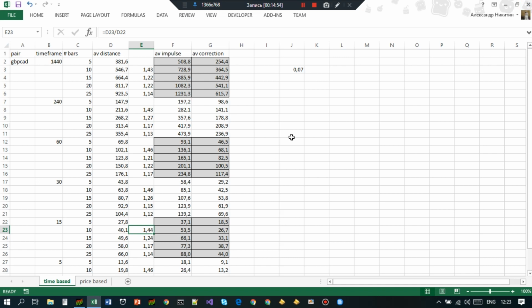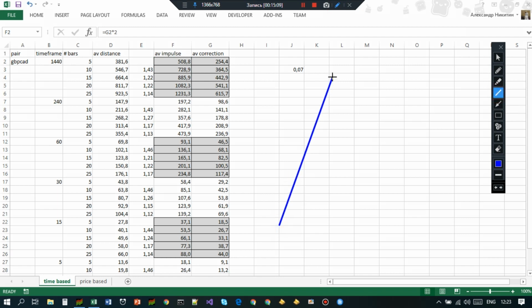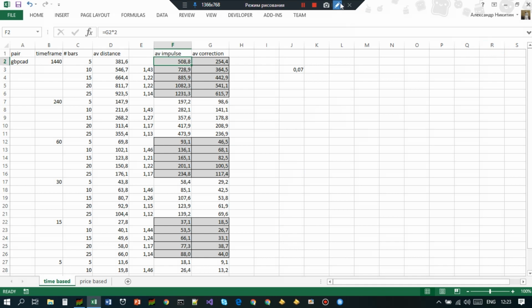Now let's go backwards. First of all, what I want to say is that this is the average correction size, this is an average impulse size. So I start from the hypothesis that an average correction, typical correction, is 50% of an impulse. So it is twice less than the impulse. So if we have an average distance of this, let me show you my calculations that I had.